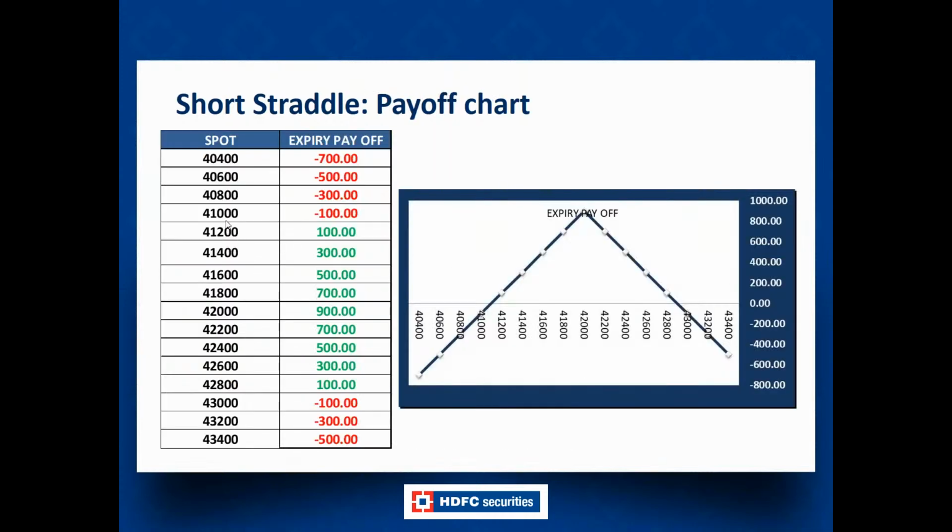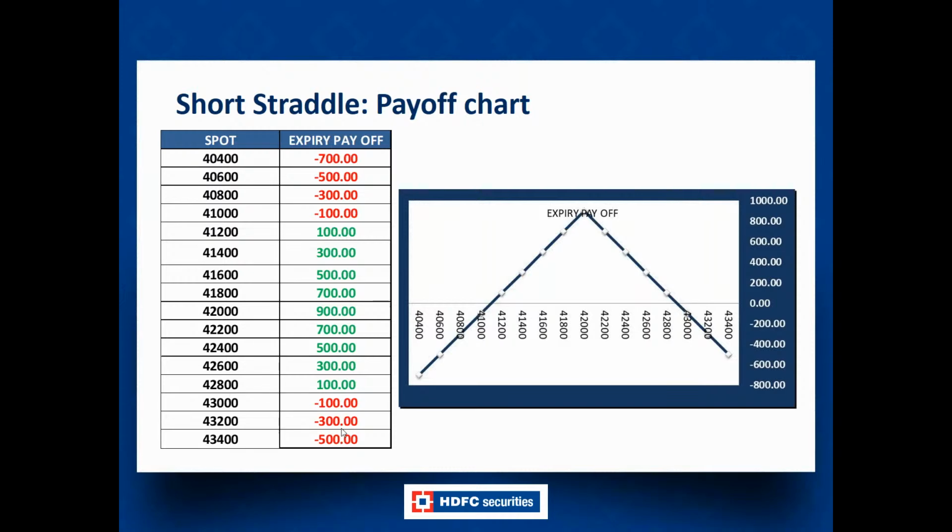So let us understand. As I mentioned, if it expires between 41,100 and 42,900, you will still receive some kind of a profit in this strategy, which is in green. However, if it goes below 41,100, you will start making a loss, which is unlimited. And if it goes above 42,900, yes, here your loss is also unlimited.